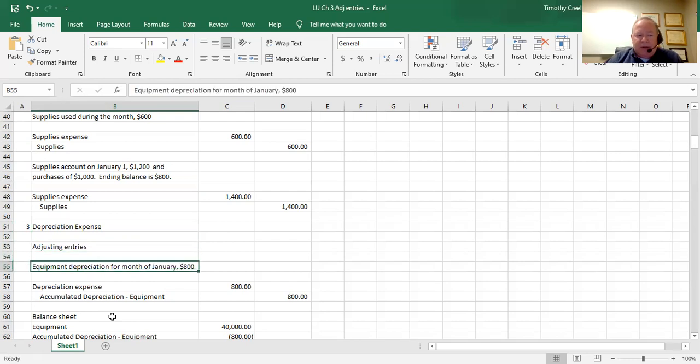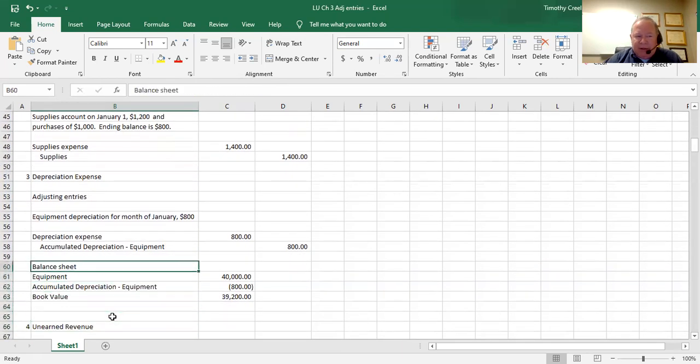So the adjusting entry, there's a couple of different ways you could see it, but more than likely, this is the way you're going to see it. It's just going to say equipment depreciation for the month of January is $800. So you would record a journal entry and you would debit depreciation expense and you would credit accumulated depreciation equipment in this case for whatever amount of depreciation that's been incurred. So basically, how it would look on the balance sheet is you would have your equipment account.